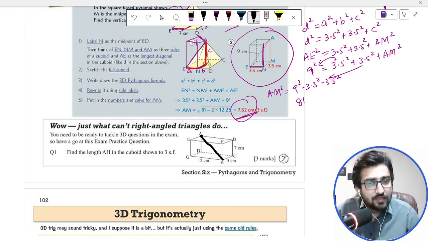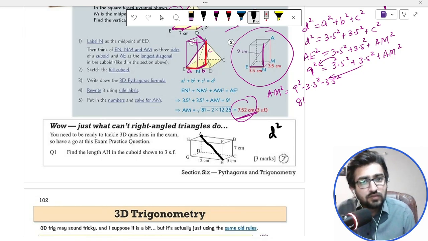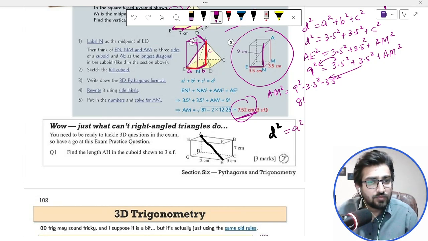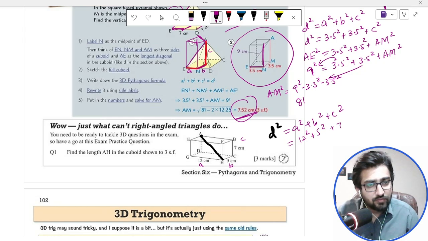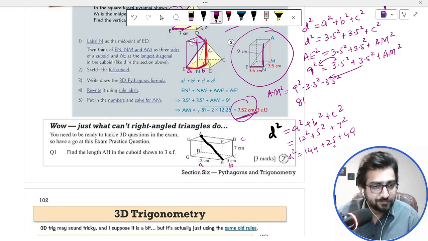So if that is the diagonal, directly use the formula d square is equal to a square plus b square plus c square. All the values are given. Let's assume this a, this b, that c. It does not matter, you can assume in another way as well. You can call 7 as a, 5 as b, and c as 12. It does not matter. So a is 12 square, b is 5 square, c is 7 square. 12 square is 144, 5 square is 25, 7 square is 49, equals d square. Add them all together and take the square root, you will get the answer.